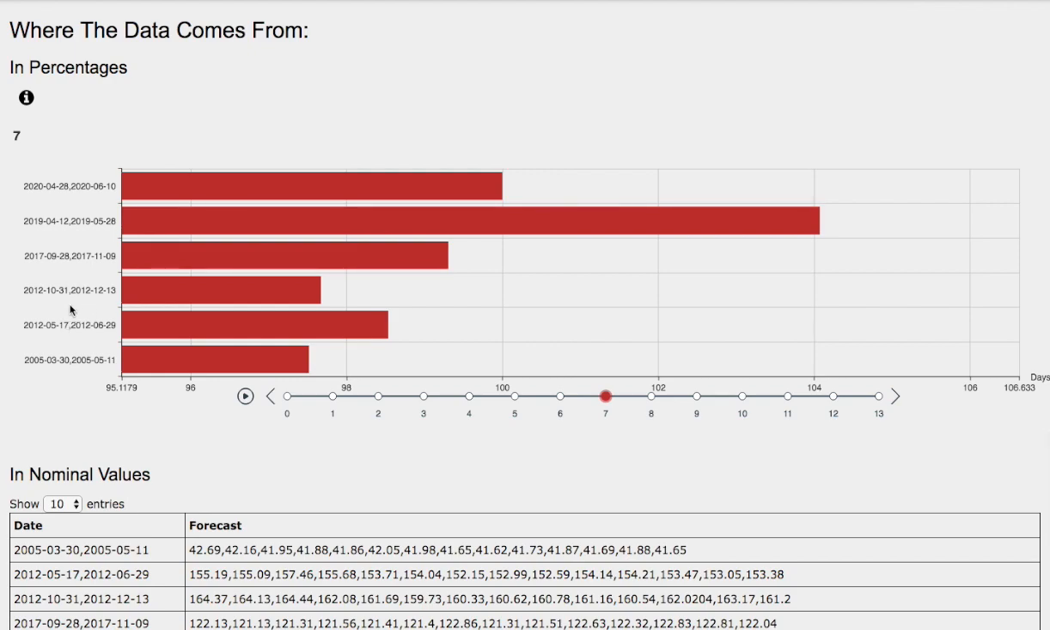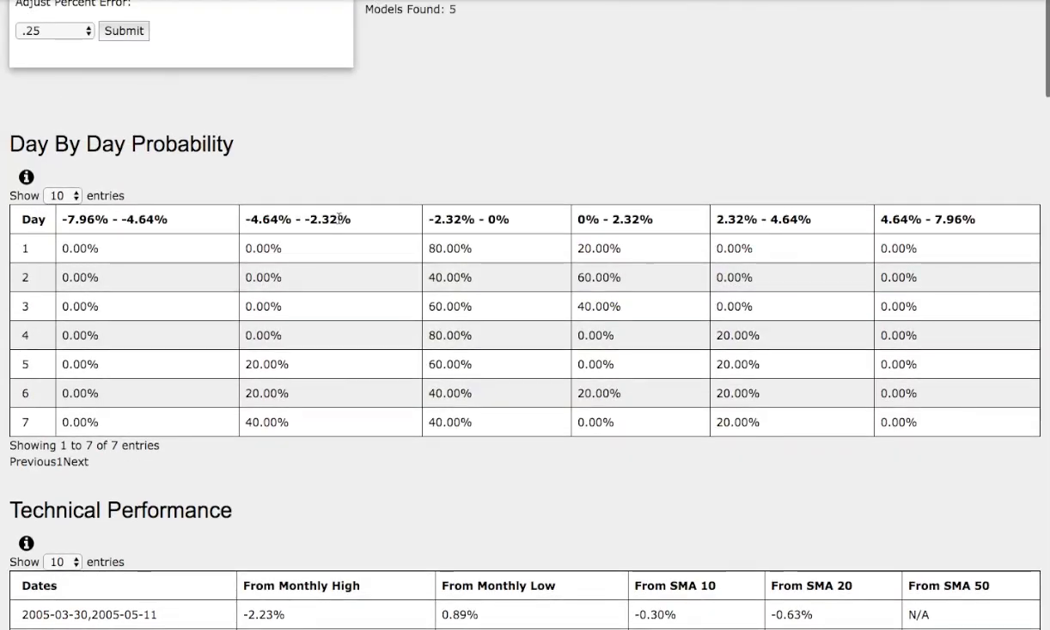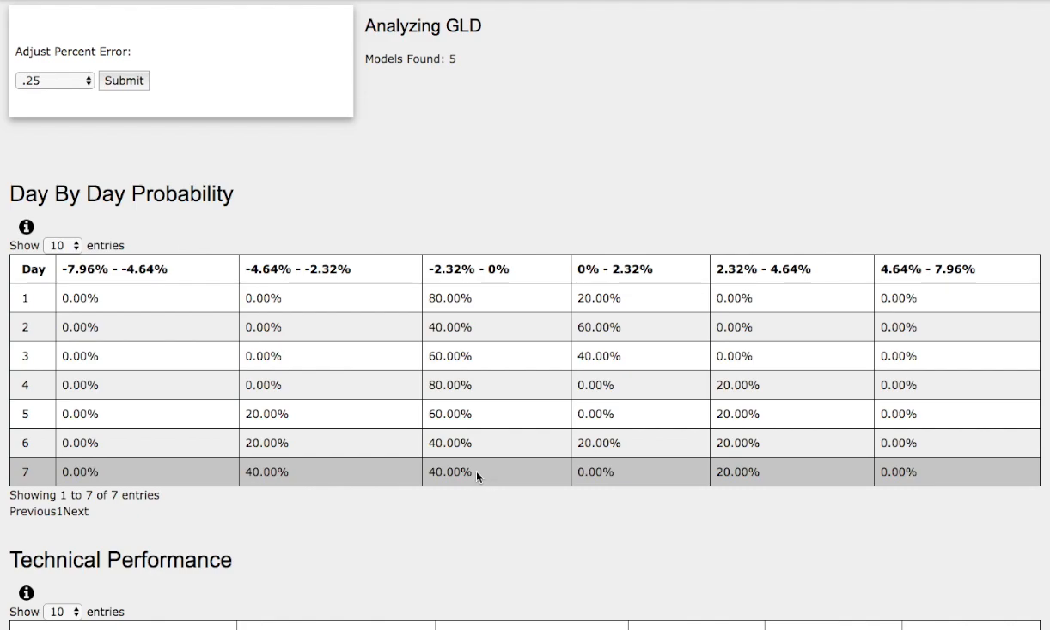So the model that we just examined is May 17th to June 29th, 2012. Back then, gold futures was down roughly around 1.5%. So if we head back to the day-by-day probability model, that coincides with this standard deviation of 40% chance between 0 to negative 2.3% in the next coming days.